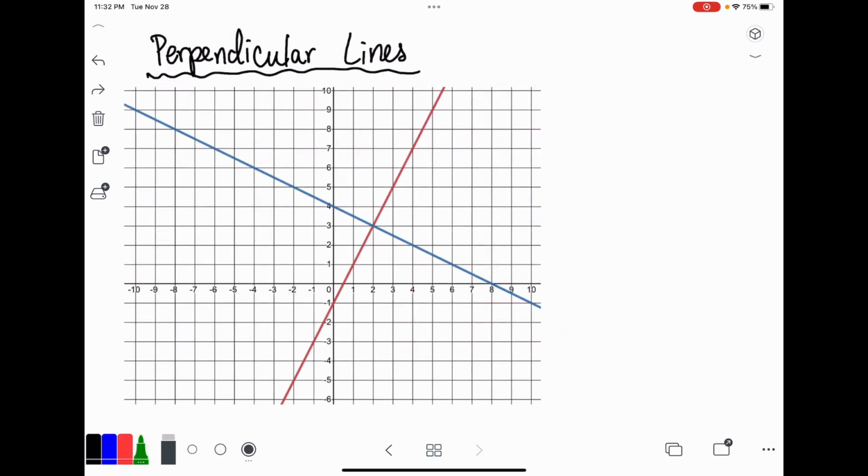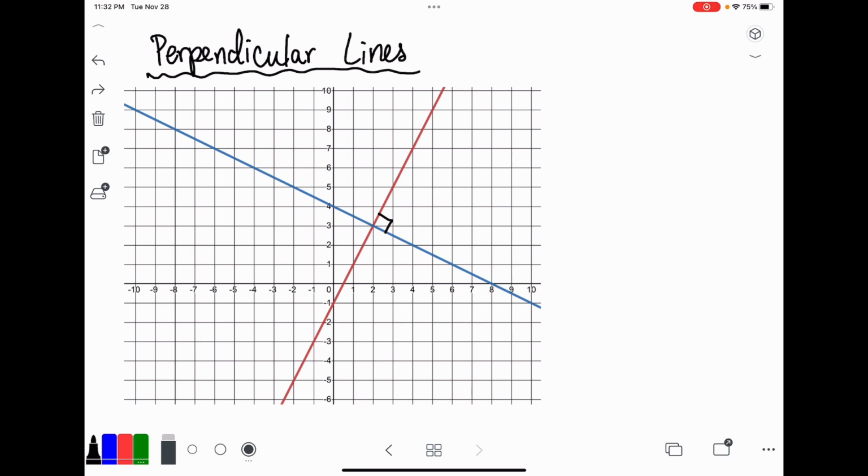So let's take a look at perpendicular lines. Now, if lines have different slopes, they will eventually intersect with each other. However, perpendicular lines intersect in a very specific way. Perpendicular lines are lines that intersect at a right angle.